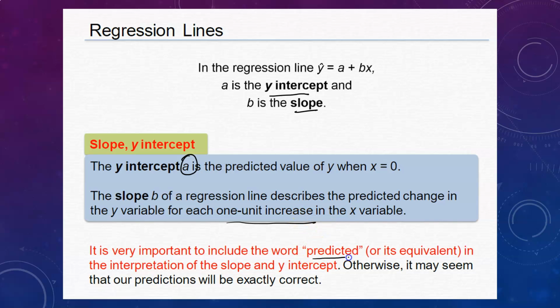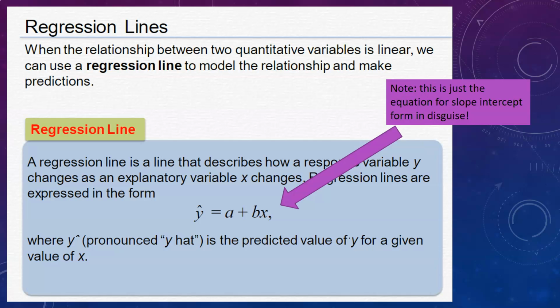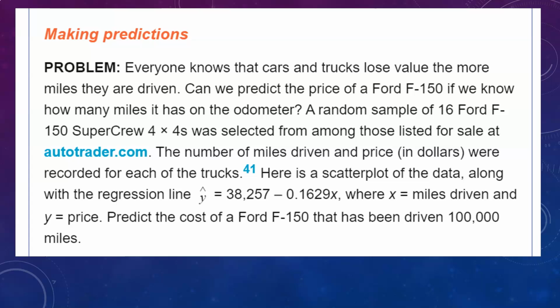It's very important to use the word predicted in the interpretation of the slope and y-intercept. Otherwise, it may seem that our predictions will be exactly correct, and you're going to find that that's typically not the case. When the relationship between two quantitative variables is linear, we can use that regression line to model the relationship and make predictions. We've already written down our definition, y hat equals a plus bx. This is just the equation for slope-intercept form in disguise, y equals mx plus b. We switch these around so that the y-intercept comes first because that's usually your starting point, and then you either add or subtract some amount based on that slope.